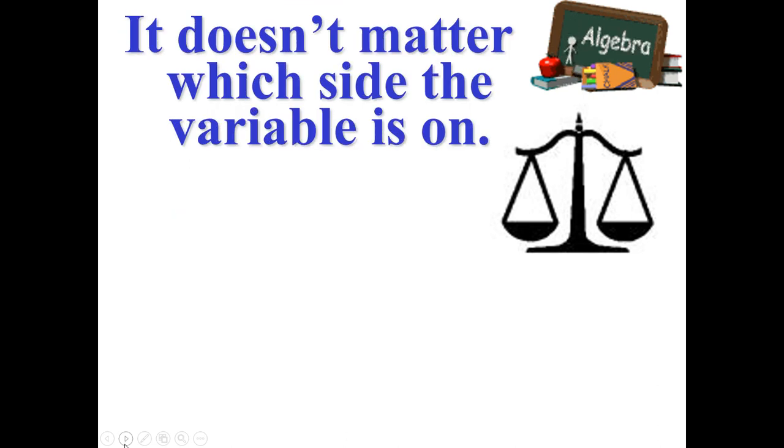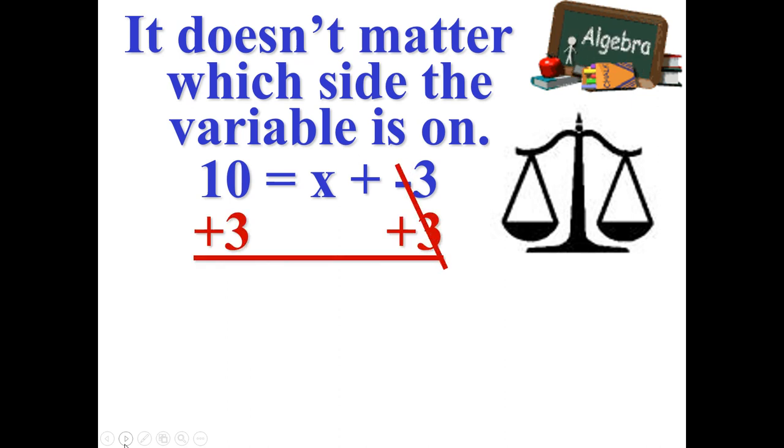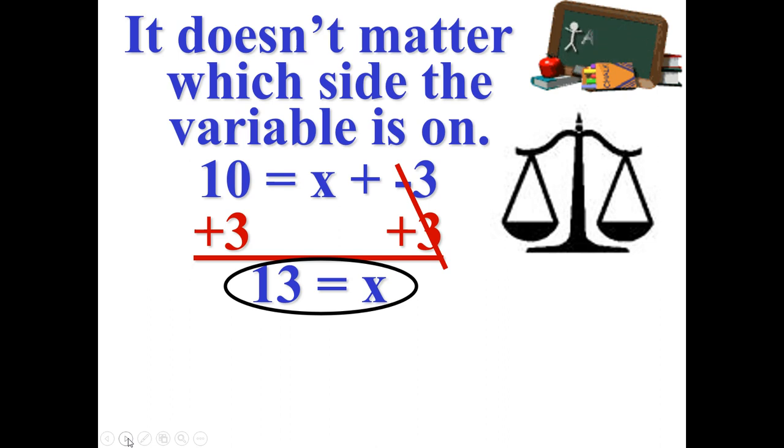We also want to make sure that if we have a problem in which the variable is on the other side of the equal sign, it does not matter. It doesn't matter which side the variable is on. In this equation, we have 10 equals x plus 3. So we still want to do the same thing: isolate the variable by doing the inverse operation. The inverse operation here is going to be addition. So first we start off with adding 3 to this side, and now we add 3 to the other side of the equation. So now we are left with x equals 13, or 13 equals x. It doesn't matter which side of the equal sign the variable is on.